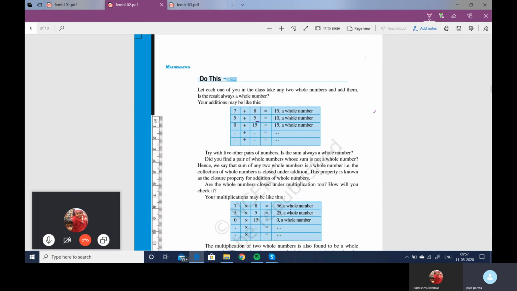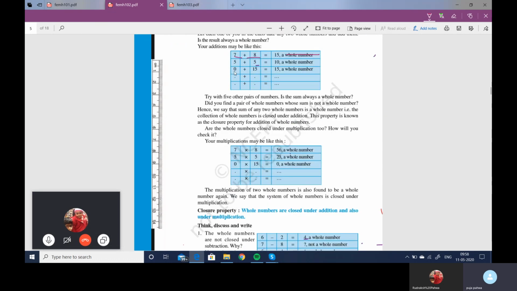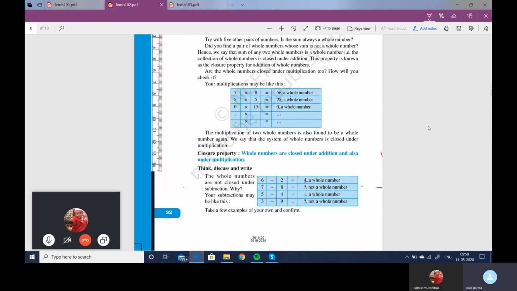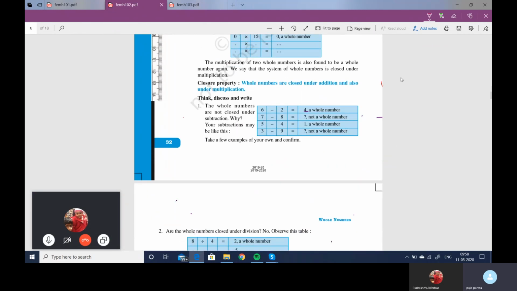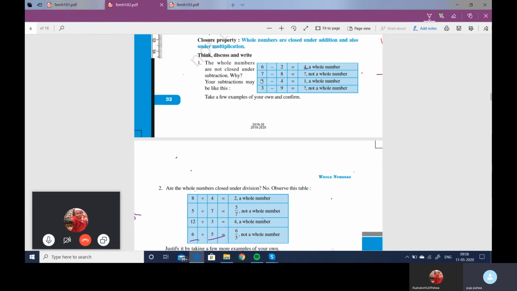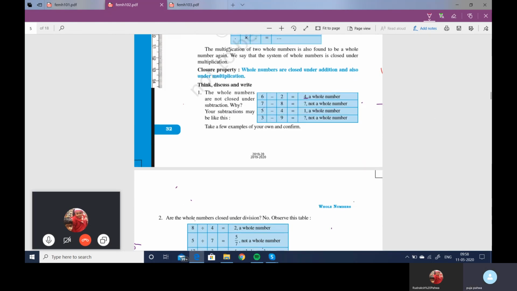Properties of whole numbers: if you add two whole numbers, it will come out as a whole number, like 7 plus 8 is 15, which is a whole number. 0 plus 15 is 15, a whole number. If we multiply any two whole numbers, we'll get a whole number. Now we'll subtract. Subtraction is not a closure property. Now let's take care of the closure property.